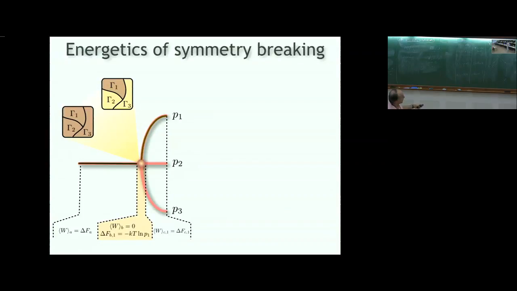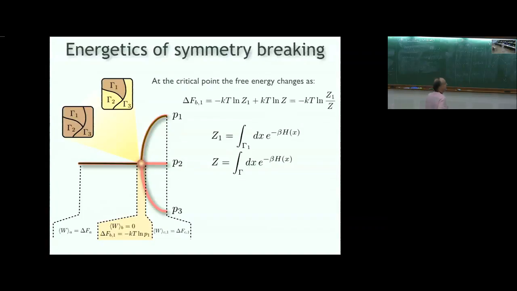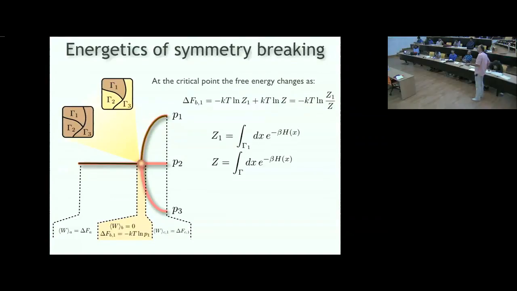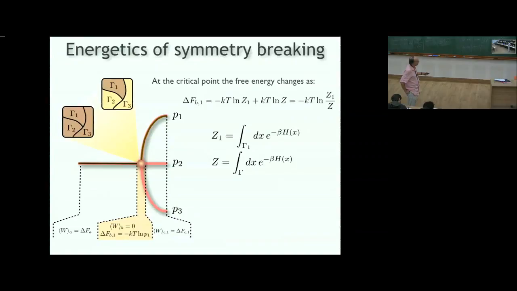You can be in gamma 1 with probability P1, gamma 2 with probability P2, P3, etc. Okay, this is the scenario. And the nice thing is that one can very easily prove the following thing: the free energy change of the system, understood in this case as the conformational free energy difference, the free energy after the critical point minus the free energy before the critical point, is given by this formula, and this formula is just the probability to be in one of the phases.